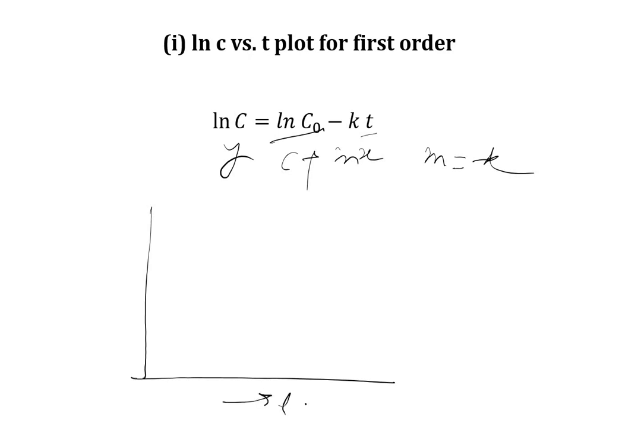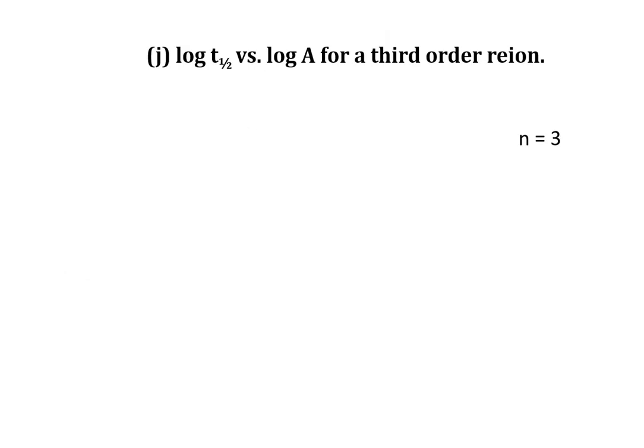So if you plot t on the x axis and ln c on the y axis, then it is going to be a straight line, and here the slope is of course minus k, and when t equals 0, this is ln c0. So this is the required plot, and let us go for the next question, which involves a third order reaction.